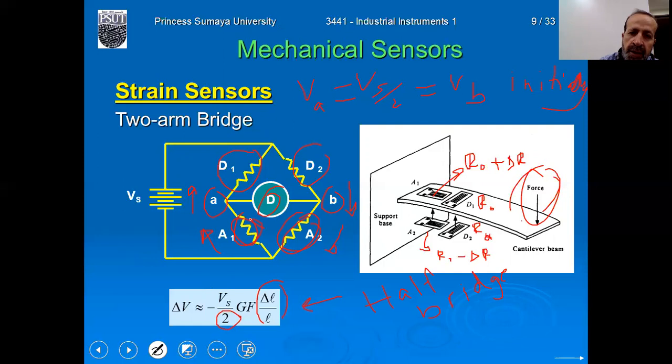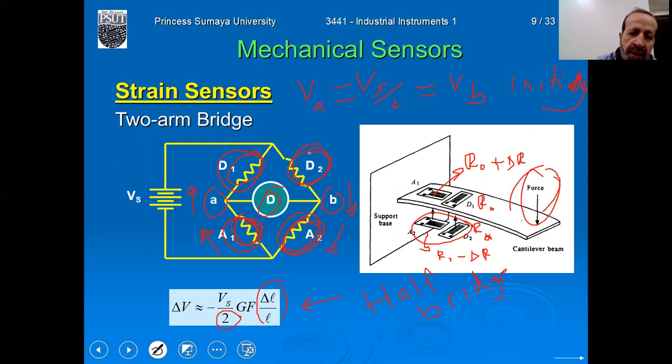Now we can use the same here. Instead of using 2 actives and 2 dummies, we can use all active: 2 actives on the top, 2 actives on the bottom. So here is the first active, this is the second active, here the third active, and here the fourth active. If we use this, then we will get more sensitivity, with temperature compensation.